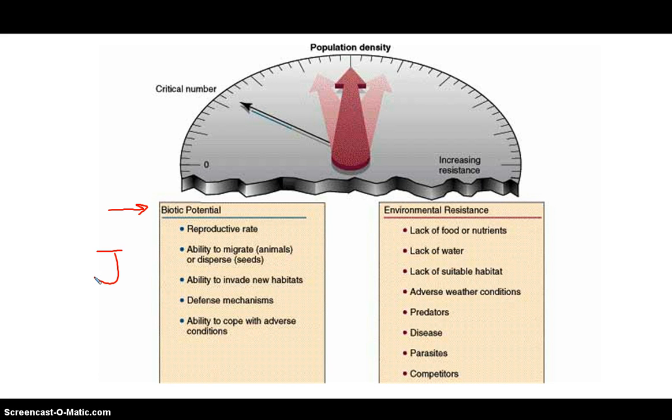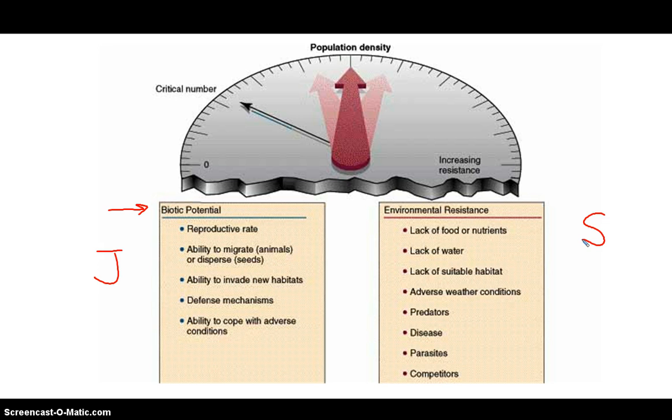On the right-hand side, here's things that are going to reduce the population. So these things we call environmental resistance. So lack of food or nutrients. So if there's not enough food, the population is going to go down. Lack of water, habitat, adverse weather conditions. If there's more predators, disease, parasites, competitors. So all of these things are going to limit a population and maybe make the population look more like the S curve or logistic growth that we had talked about.